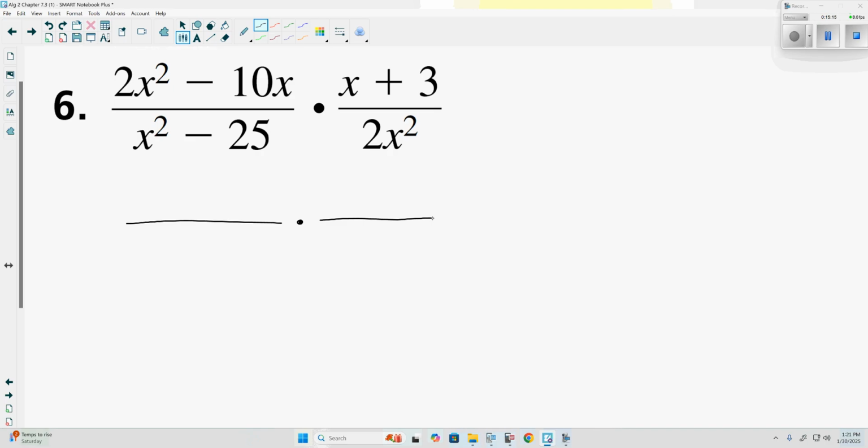Two x squared minus 10x over x squared minus 25 times x plus 3 over 2x squared. Is there any of these numerators or denominators that are simplified? That there's nothing we can do to them? There's actually two. X plus 3. There's no greatest common factor between x and 3. And since the degree is 1, it's done. We can't factor. Now, can we simplify eventually? Maybe. What else?